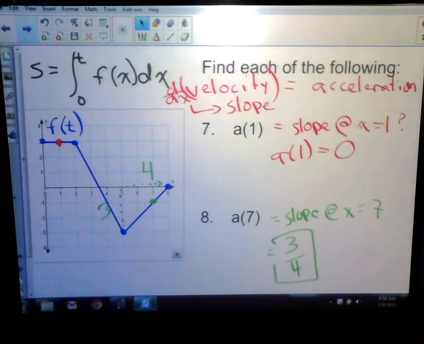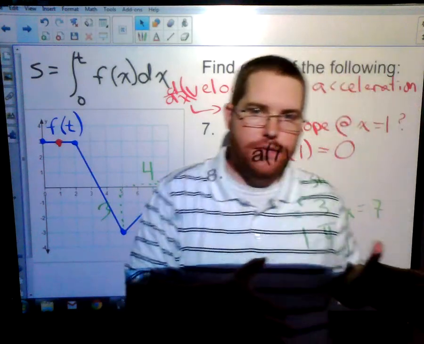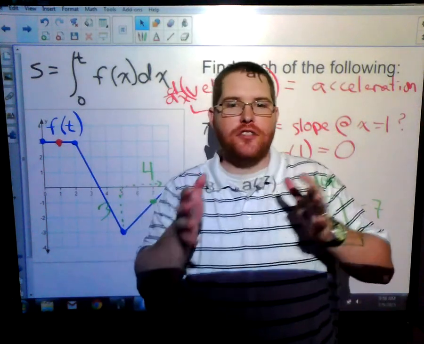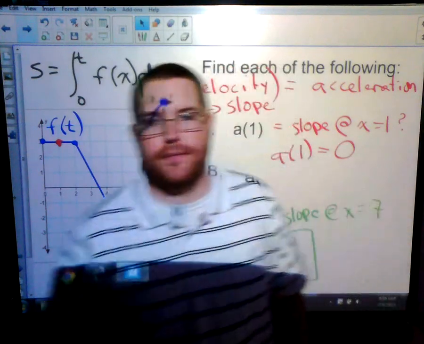Why did I do slope? Because I have velocity and I want acceleration. I have to do the derivative. Derivative on a graph is slope.